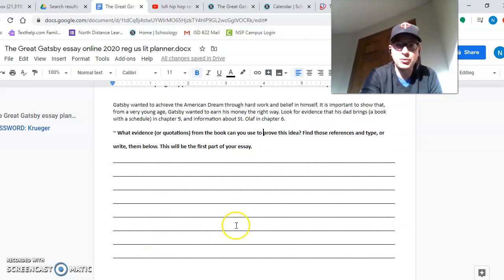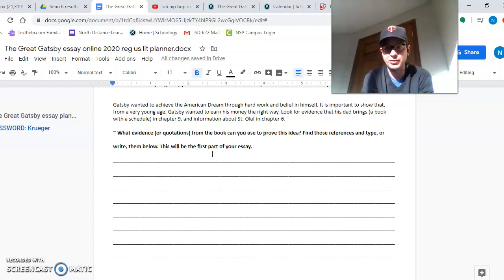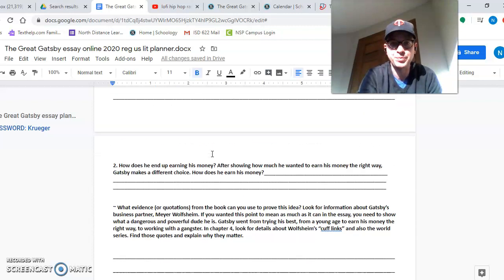Okay, so you'll find a couple quotes here, and then when you write your paper, this section you would say Gatsby wanted to earn his money the correct way from an early age. And then you explain how the quotes that you found here as evidence prove that Gatsby from an early age wanted to earn his money the right way.